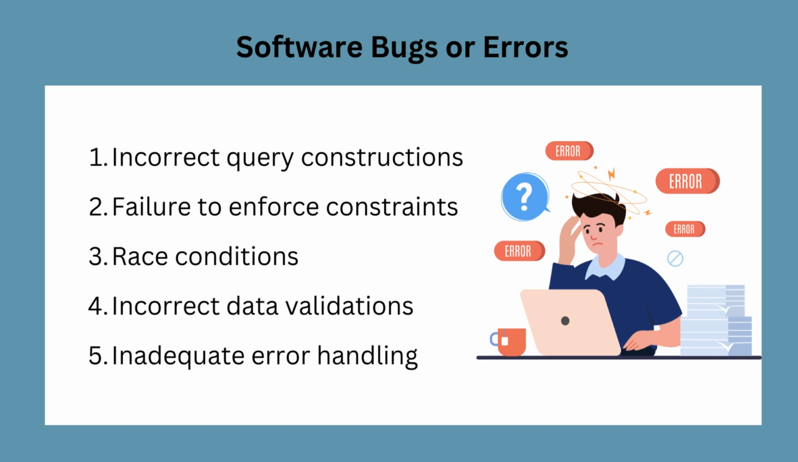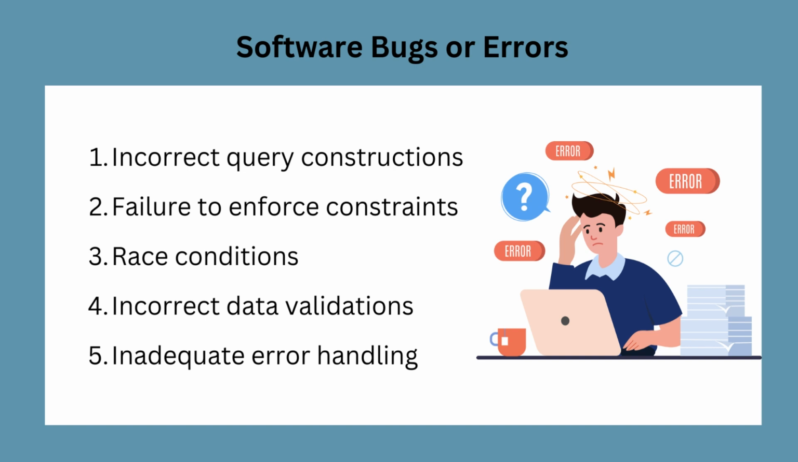Third software error is race conditions. A race condition occurs when multiple processes or threads access and modify the database simultaneously. If proper synchronization mechanisms are not in place, these race conditions can lead to data corruption and logical integrity problems.